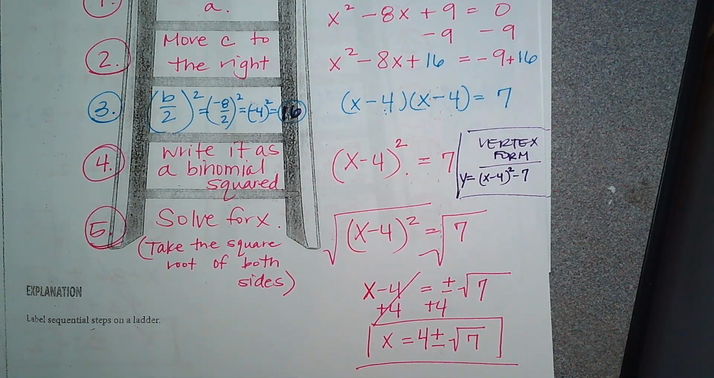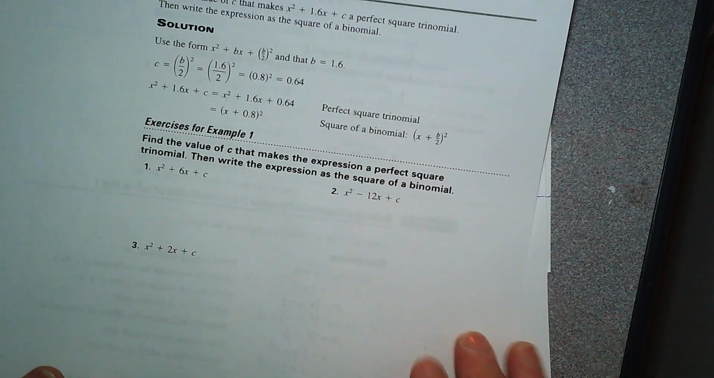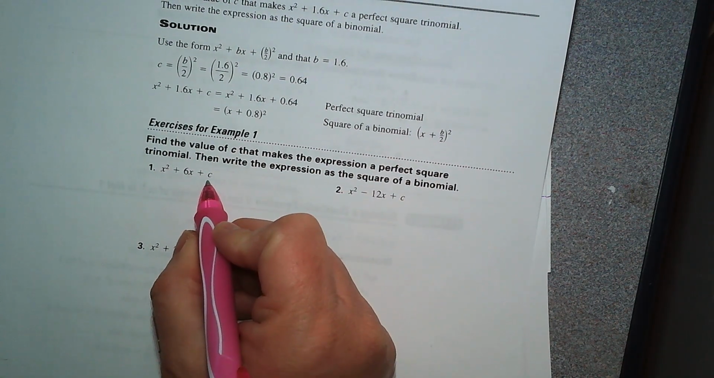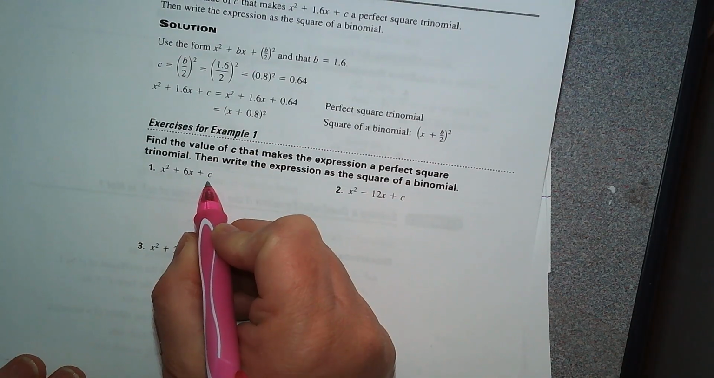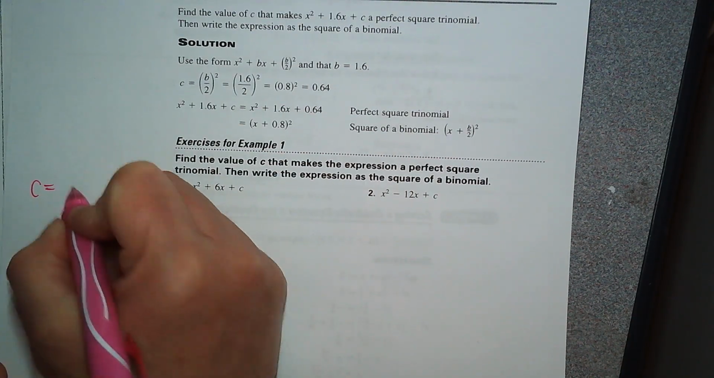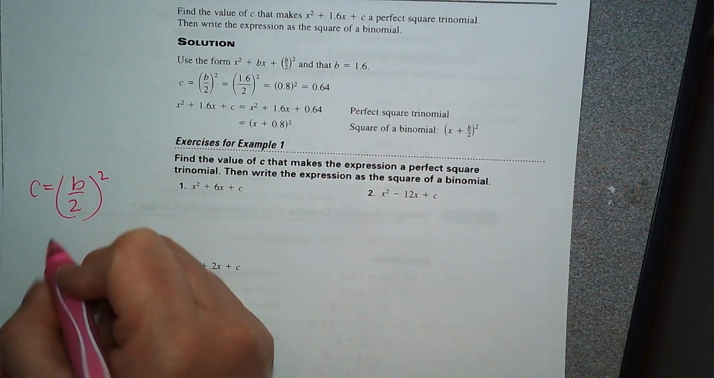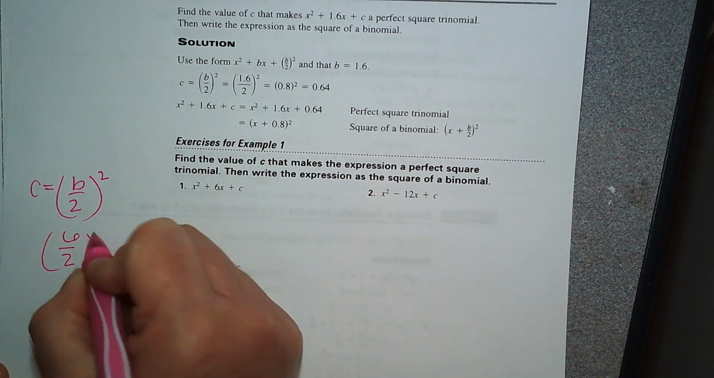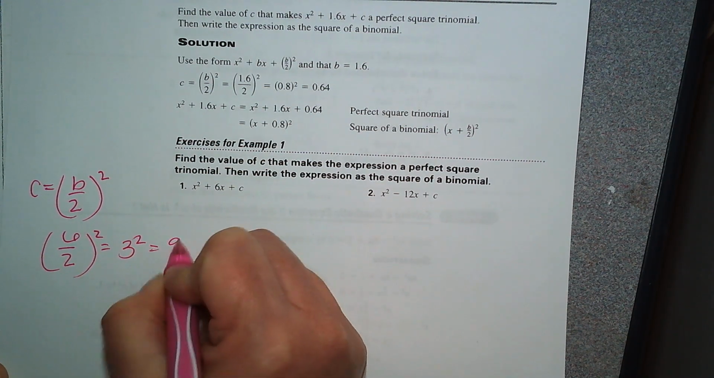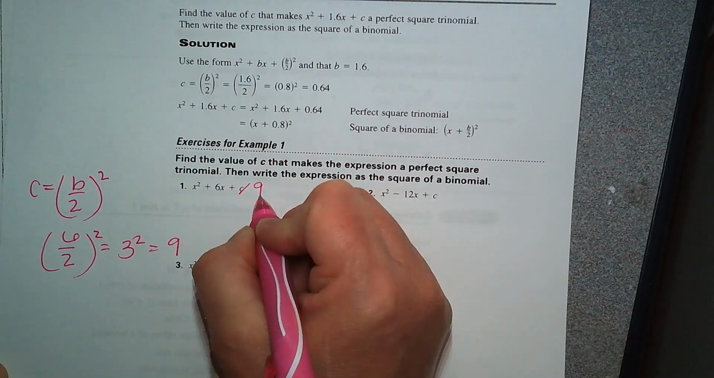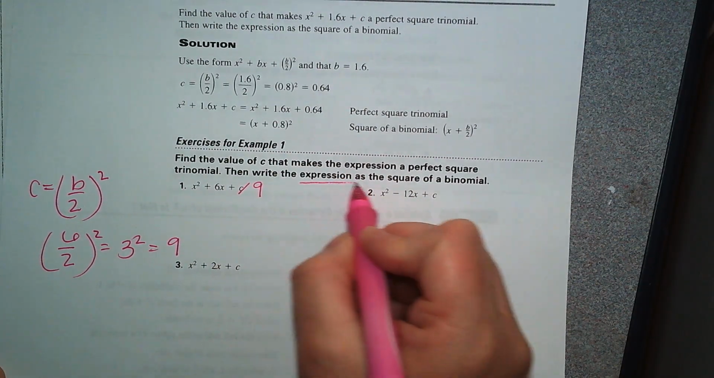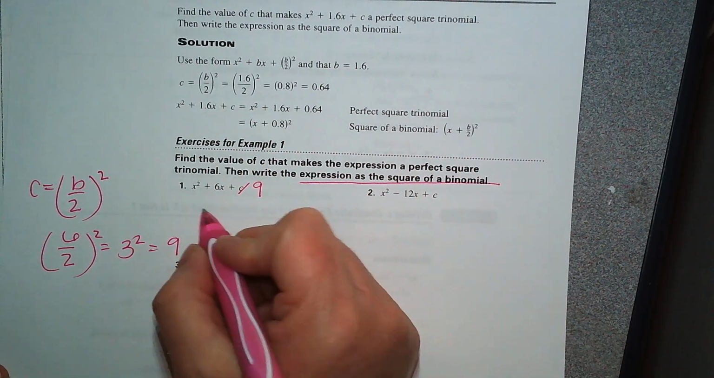All right, number 1 says find the value of c that makes the expression a perfect square trinomial. Then write the expression as the square of a binomial. So how do we find c? C is b over 2 squared. In this case, b is 6. So we have 6 over 2 squared, which is 3 squared, which is 9. So c is 9.